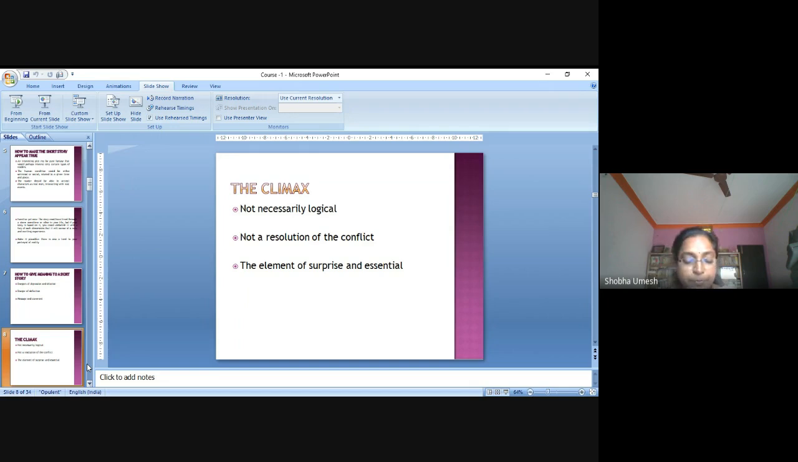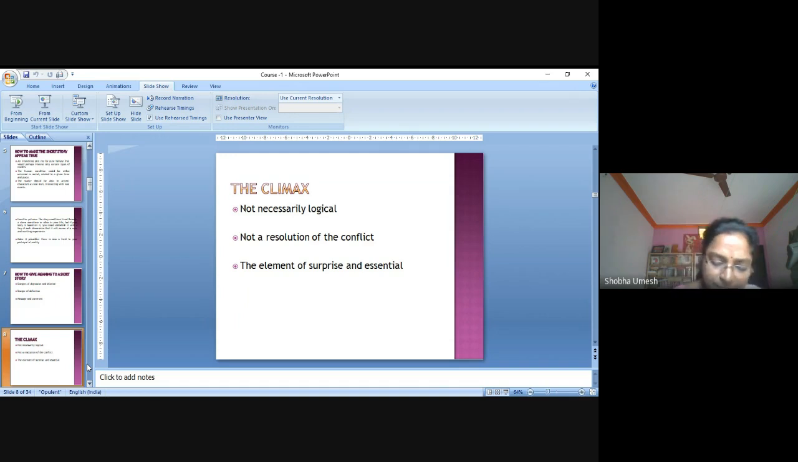Also, the element of surprise is not essential. The element of surprise should not be the ending of the story, where surprising things happen to the protagonist and it ends in such a way that it comes upon the reader with suddenness. A sudden, unexpected thing should not be revealed at the end of the story.